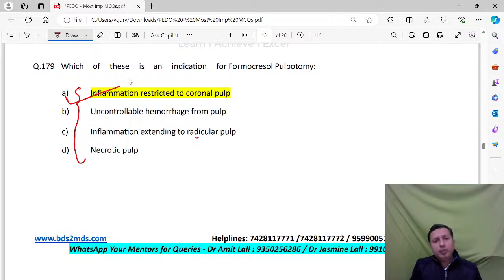Now, if there is bleeding, that means after we place a moist cotton pellet, the blood is still coming out. That means that the inflammation has extended to the radicular pulp. So in that case, I'll be doing a pulpectomy rather than a pulpotomy procedure.